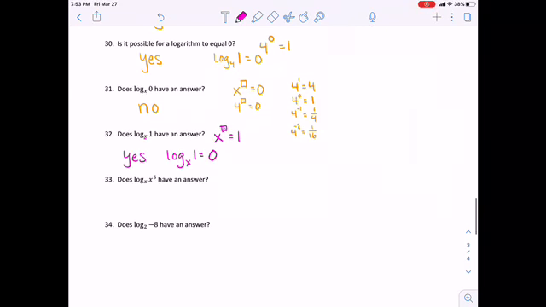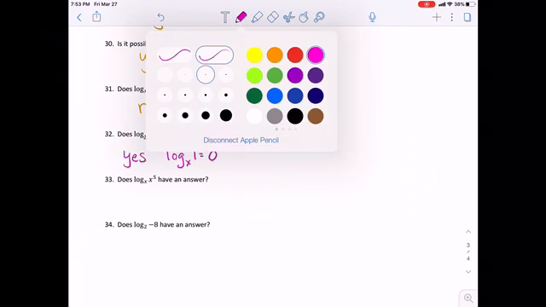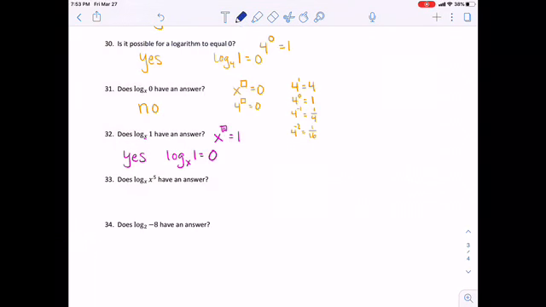Number 33, does log base x of x to the 5th have an answer? Well, remember that the answer to a log is the exponent. So this is going to equal some exponent. My base is x, so x to the what power equals x to the 5th? Well, my bases are the same, which means my exponents must be the same as well. So inside the box I would put a 5, which means that yes, this does have an answer. It equals 5. The log base x of x to the 5th equals 5.